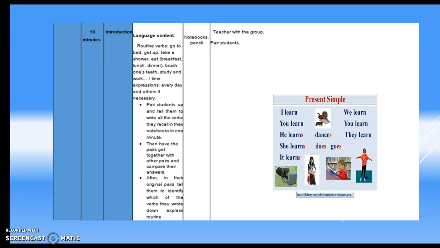The procedure starts with the students grouped in pairs, and they write out their daily routine in their notebook in 1 minute. Then have the pairs get together with other pairs and compile their answers. After, in the original pairs, they identify which of the verbs they wrote down express routine.